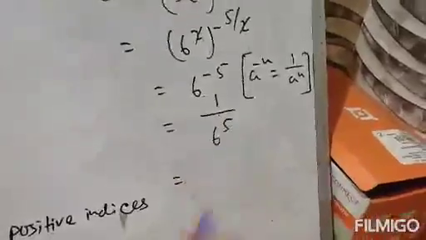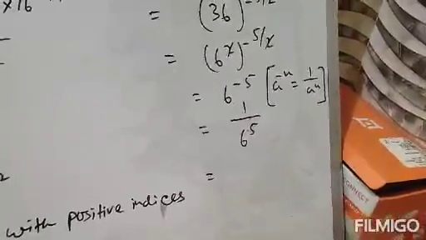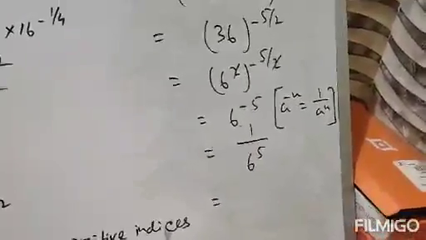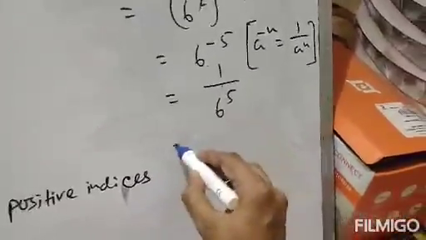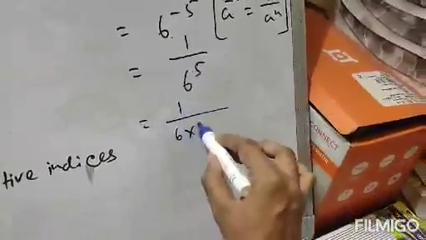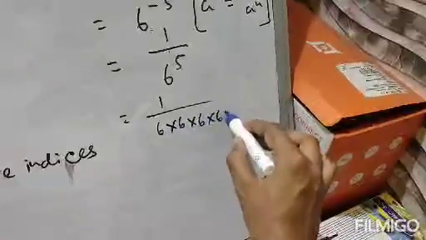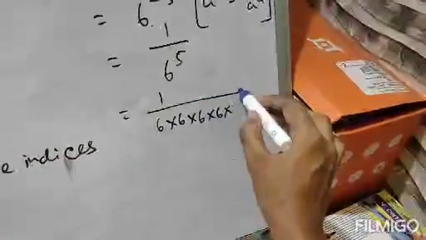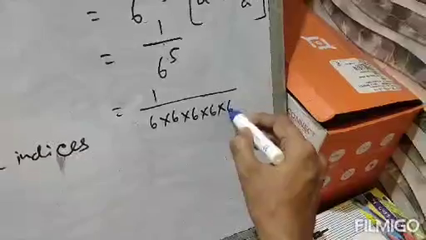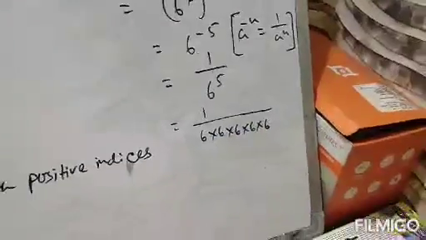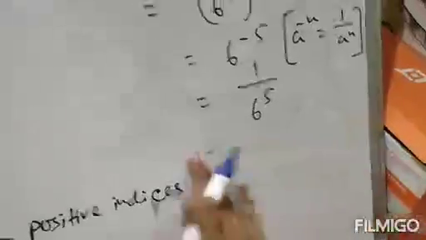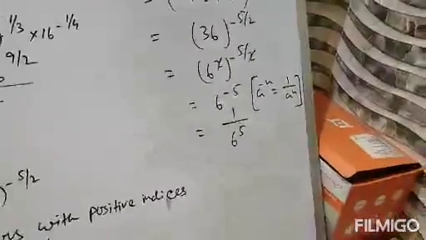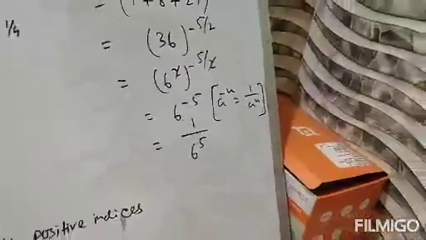Now 1 by 6 to the power 5 means 6 into 6 into 6 into 6 into 6. So 5 times you multiply 6 and you will get the answer. Clear? So 6 to the power 5 means just multiply 6, 5 times. 1, 2, 3, 4 and 5. Just multiply 5 times of 6 and you will get the answer. Clear? Next question.